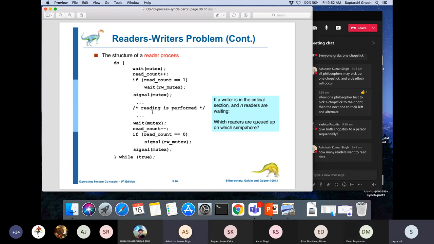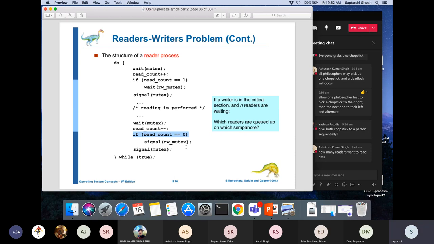Yes, sir. See the slide carefully. When is RW mutex signaled? Just after every reader has completed reading, or is there some other condition? So it will be signaled when all the readers have completed. Exactly. If read count equals 0, then signal RW mutex.